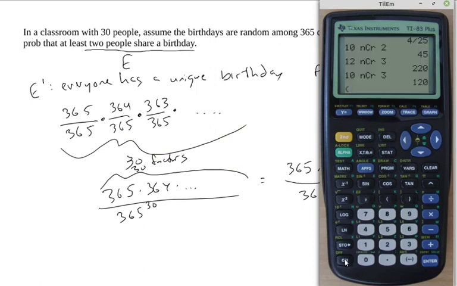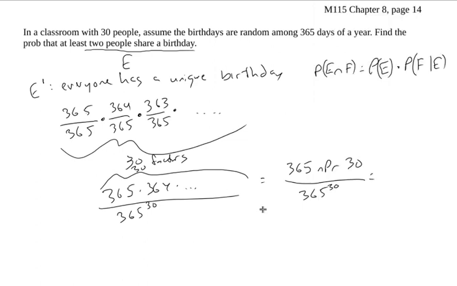So, parentheses, 365 nPr 30 divided by 365 to the 30th. I'm just putting these in parentheses. I don't think the parentheses are actually necessary now that I look at it, but I was just being a little careful there. This gives 0.2937. So this is the probability of E complement, remember? The probability that everyone chooses a unique birthday is 0.2937.